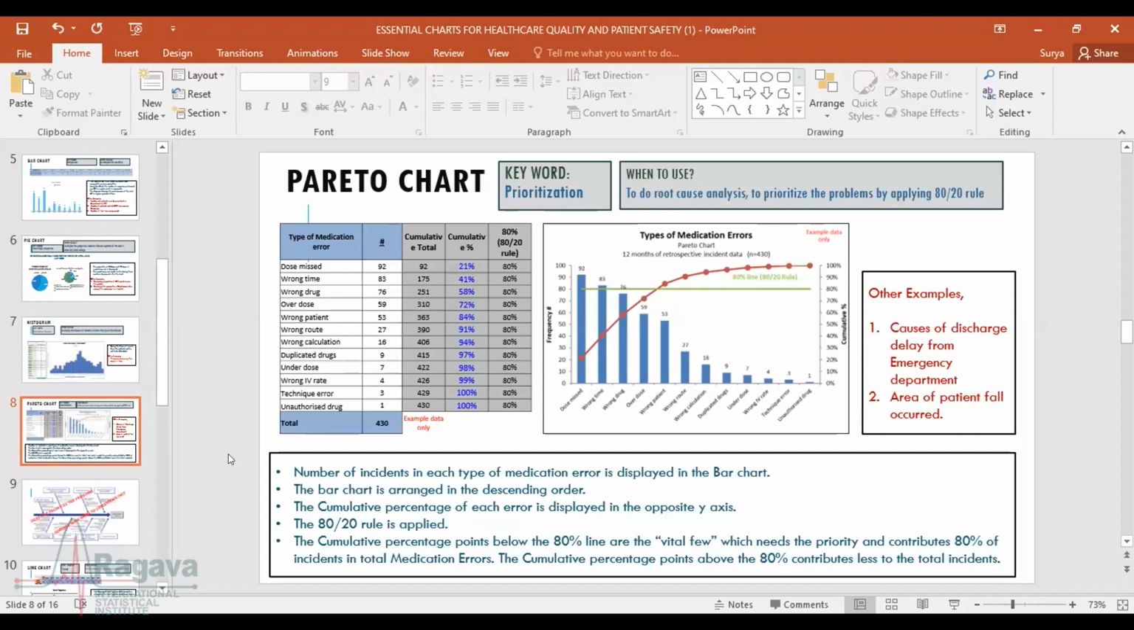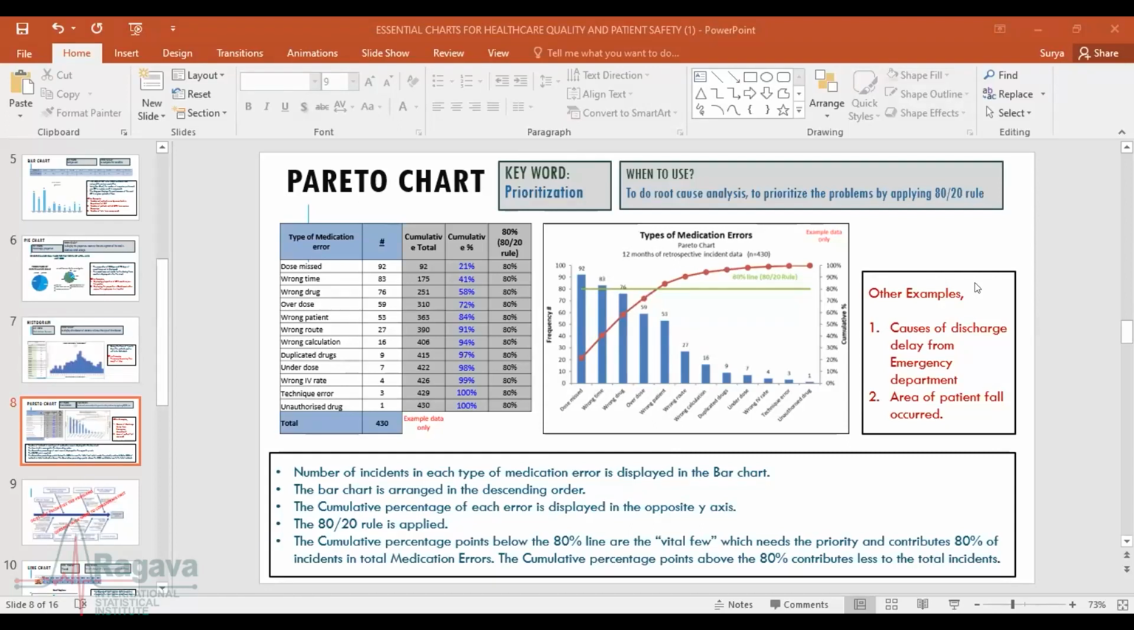So this chart explains the number of incidents in each type of medication error, displayed in the bar chart. The bar chart is arranged in descending order, and the cumulative percentage of each error is displayed on the opposite y-axis. Those red dots are the cumulative percentage of each and every error. The 80/20 rule is applied, and now we are able to see that the red points are getting divided.